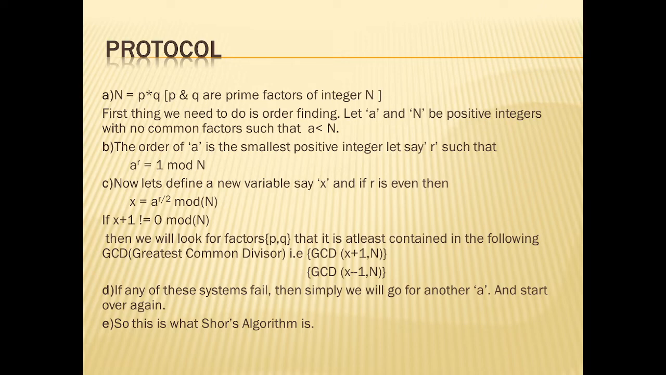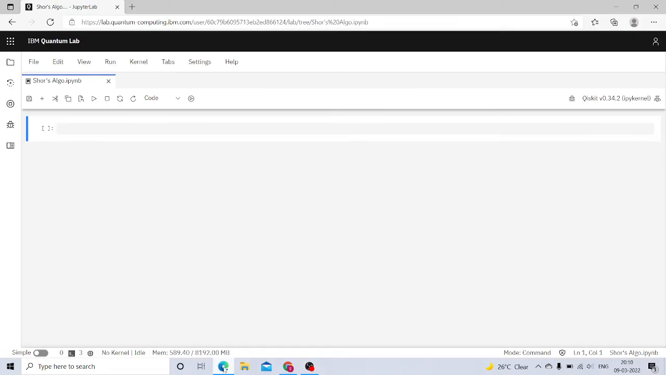Now let's look into its Qiskit implementation. I have already created a Python notebook in Jupyter Lab. Let's start doing it. First we need to import everything from Qiskit. For that we use an asterisk.